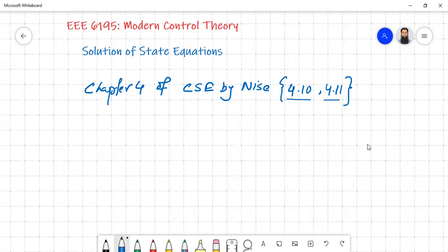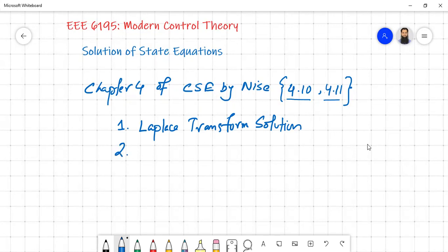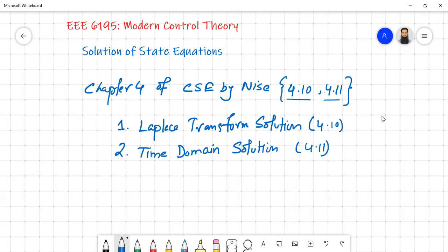Okay, let's start. Basically two methods are there for finding the solution. Method one is the transfer function solution, or basically the Laplace transform solution. And the other one is the time domain solution. So this is 4.10 and this is 4.11. Let's start with the Laplace transform solution of the state equation.